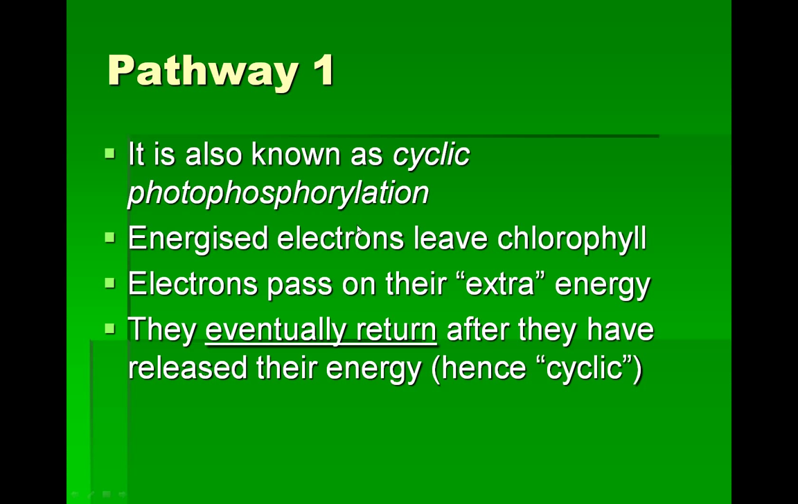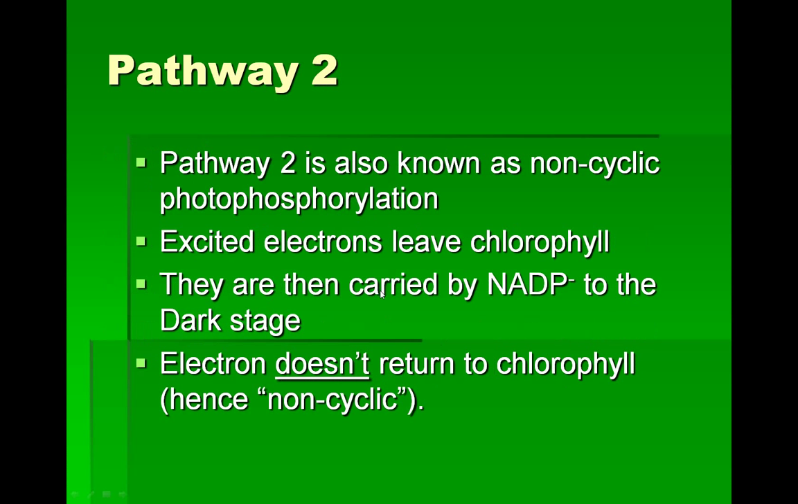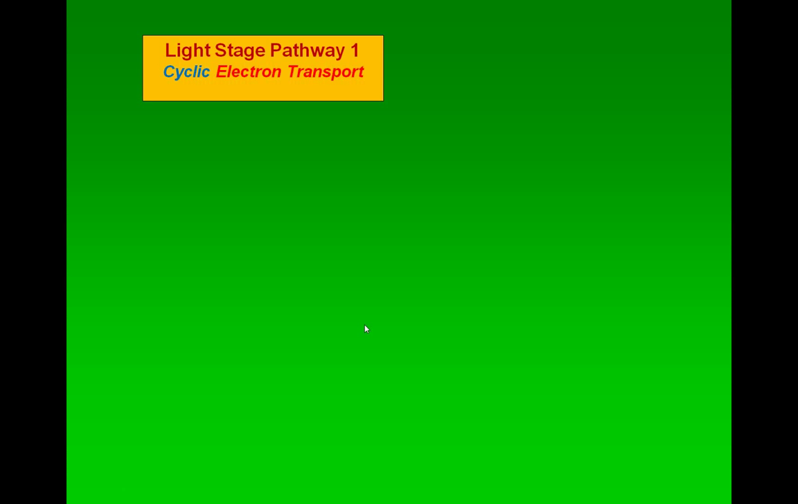Eventually these electrons will pass back to chlorophyll. In pathway 2, this is non-cyclic. It's also photophosphorylation because chlorophyll is involved, but the electrons that leave chlorophyll don't end up going back to chlorophyll molecules. They're whisked away to the dark stage by what you might call an electron taxi, called NADP, and we'll see how that works. So these electrons don't return to chlorophyll, hence it's non-cyclic. Okay, so let's look at light stage pathway 1 first of all.